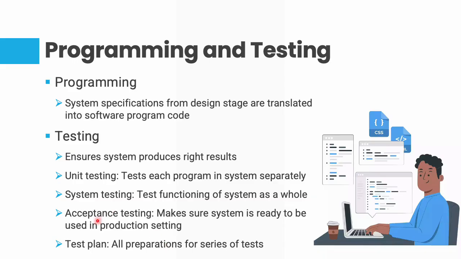And the next one is the acceptance testing. Actually, acceptance testing is to make sure that the system is ready to be used in a production setting. We test the complete system to make sure it meets the business requirements and is ready for the real world. So it's like a chef tasting the final dish before it goes out to the customer.